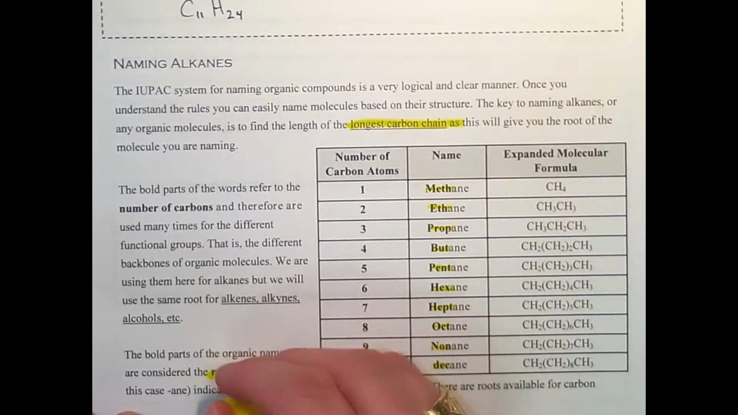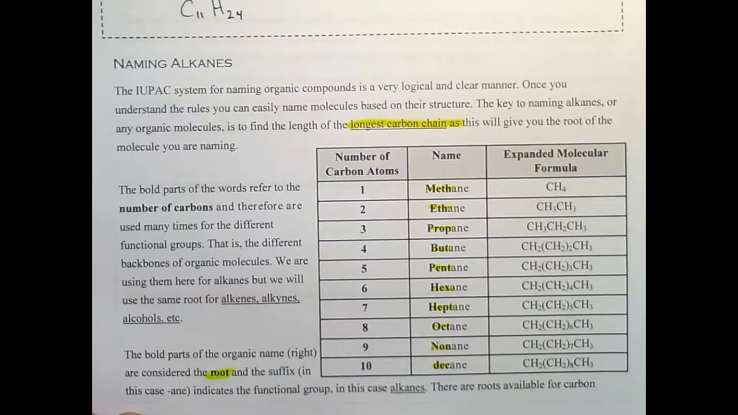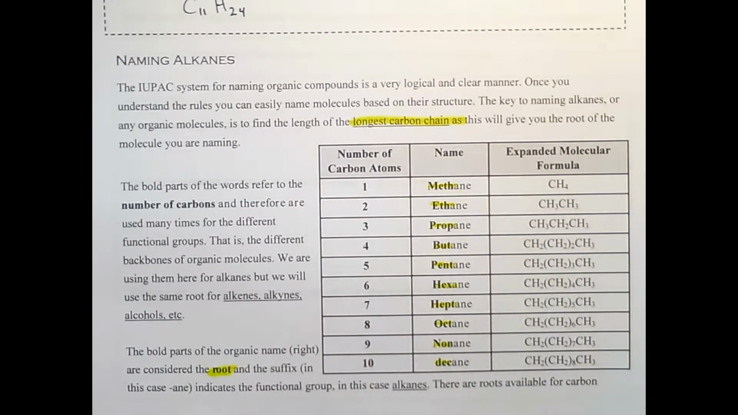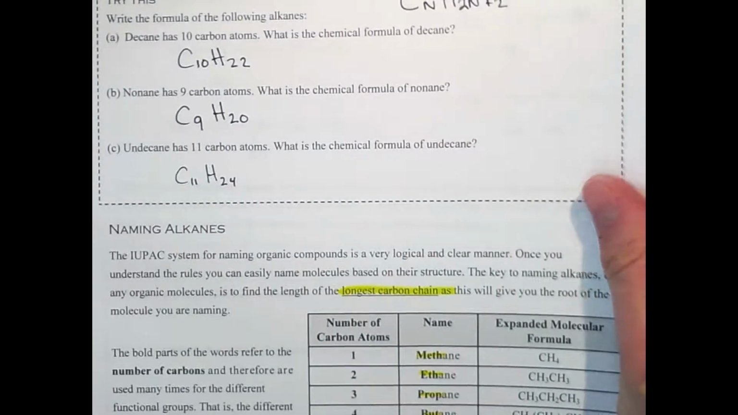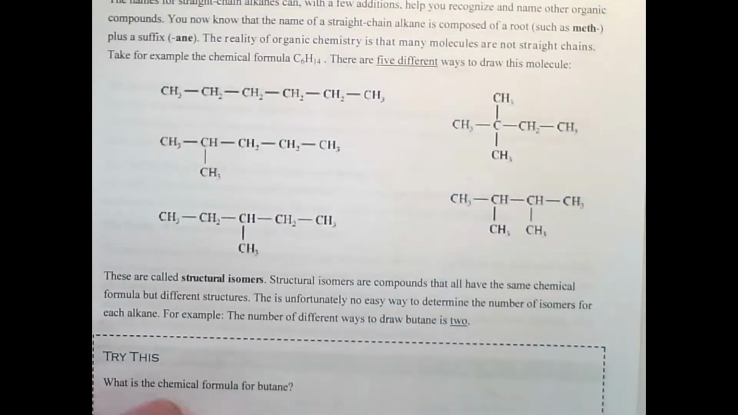So we do call this the root. The root doesn't change for really any of the molecules that we're dealing with. It really just refers to the number of carbon atoms present. This chart here is something you should either commit to memory or have readily available until you do, because it is going to be really, really important as we continue to go through. So these are the roots of the molecules, which are based on the number of carbons.